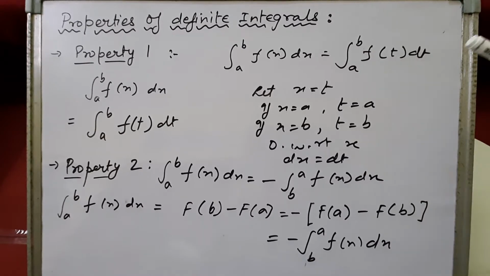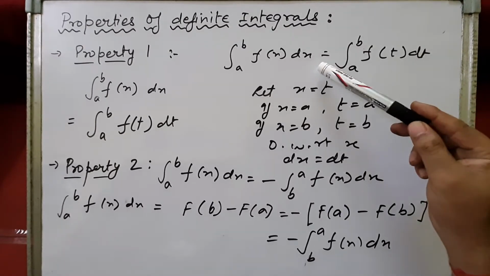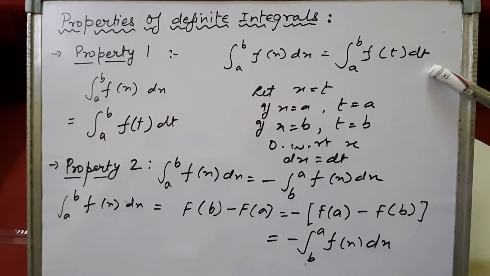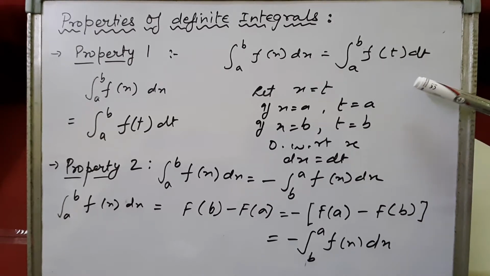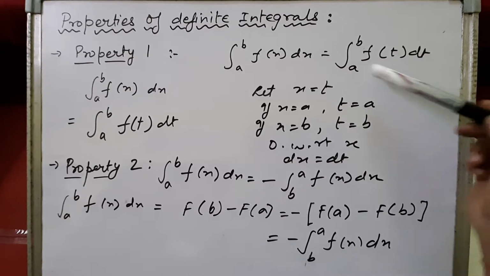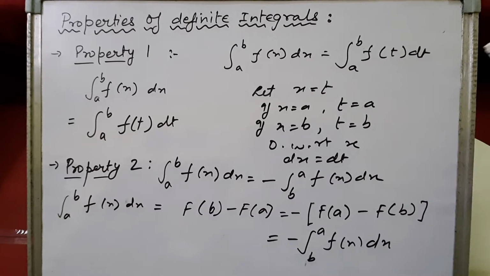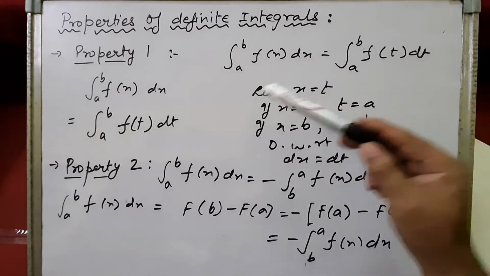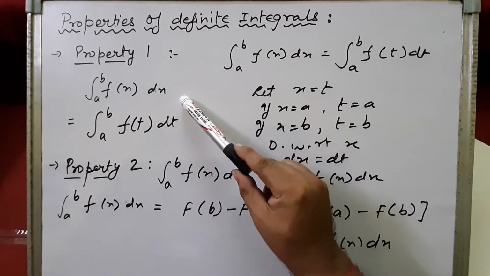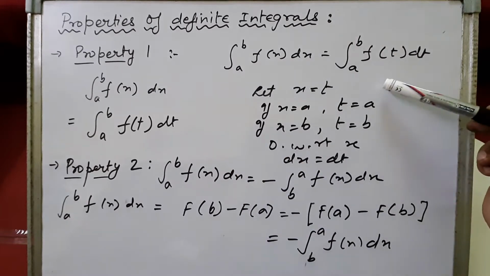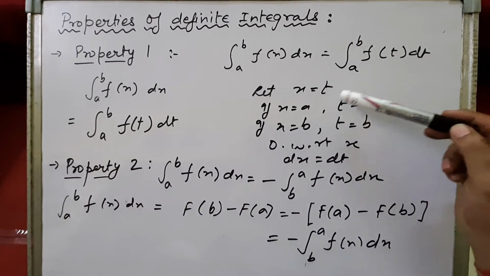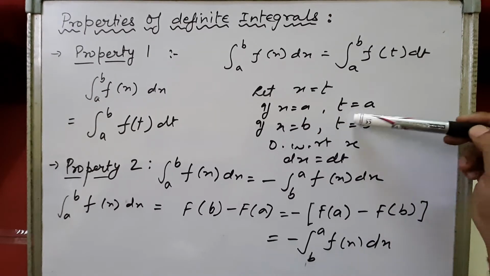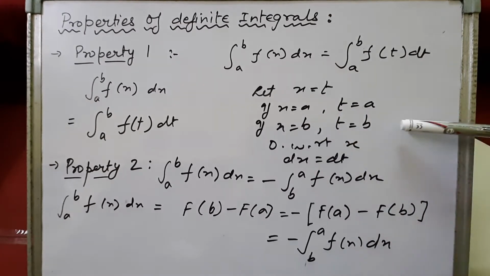Property 1 says the integration of a to b f(x) dx can be written as the integration of a to b f(t) dt. That means if we change the variable of the integrand, that will not affect the result. Let's see how. If this is our integration a to b f(x) dx, we'll change the variable. Let x equal t. So if x equals a, then t will be a. If x equals b, then t will be b.